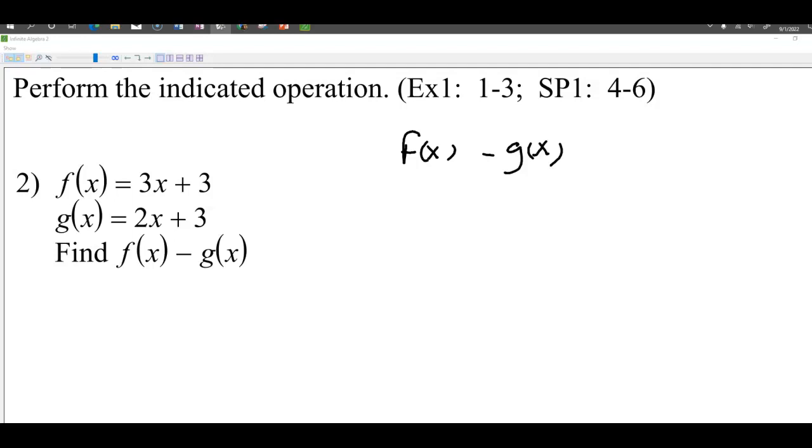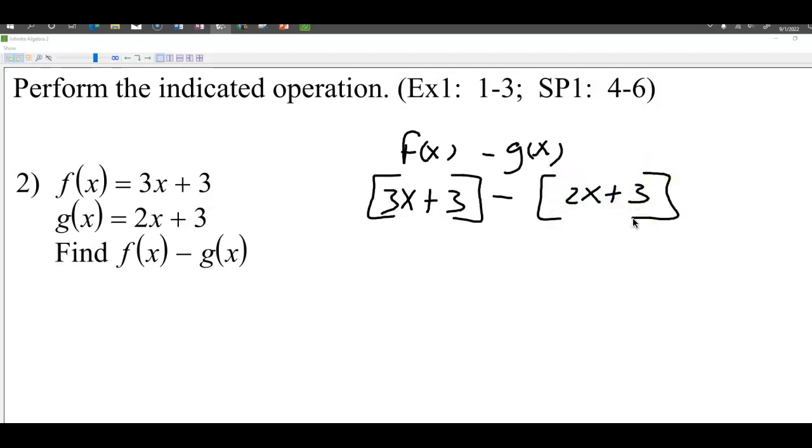I'm going to ask Jedrick. Jedrick, what do I write now underneath of this? 3x plus 3, and I would encourage you guys to use these brackets here. And then you said 2x plus 3, right? So the reason for that is because we're replacing f with what f equals, 3x plus 3, and replacing g with what g equals, 2x plus 3.